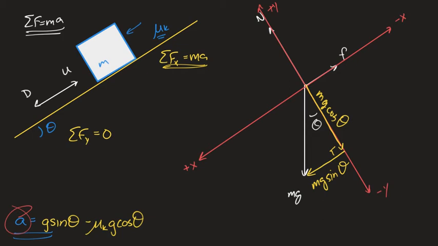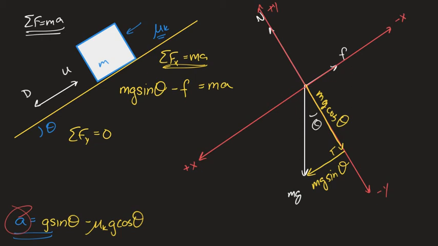However, in the x direction, there are only two forces. One of them is down the ramp. I'm making that one positive, and one of them is up the ramp. I'm making that one negative, and I'm setting them equal to ma. That's it. That's all I can get from the net force in the x direction.